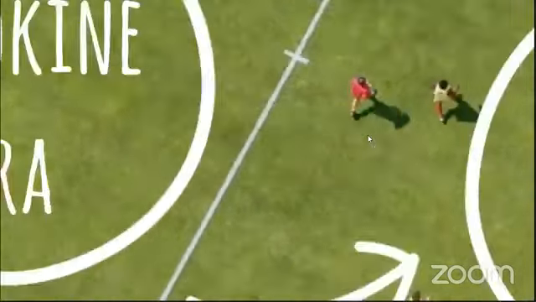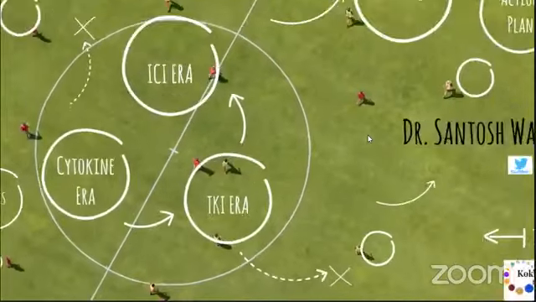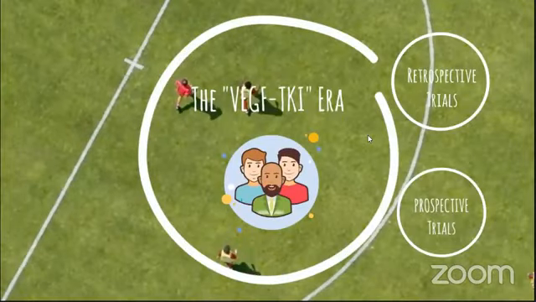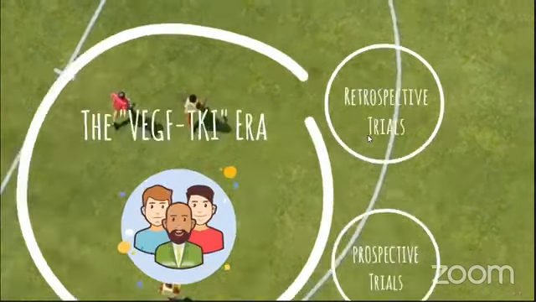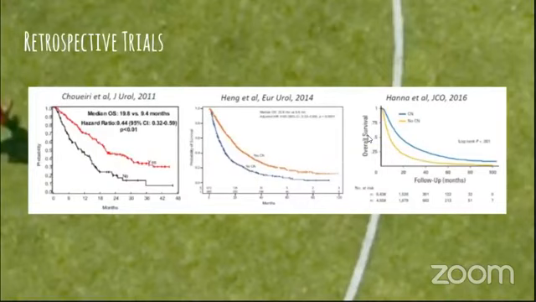Now let's move to the next era, that is the TKI era. In this era we saw a lot of trials which were either retrospective or prospective. In the retrospective trials, there were 3 prominent authors who re-evaluated the impact of cytoreductive nephrectomy in the TKI era, and they found improved survival, but their studies are retrospective and limited by inherent selection bias.